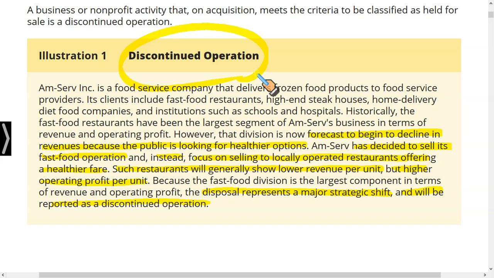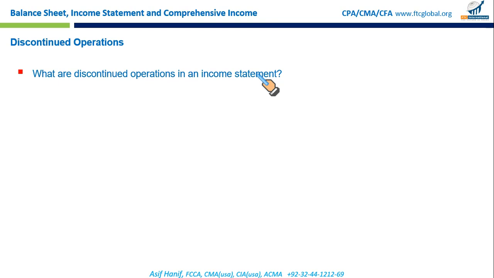So if you think a certain segment is not performing well, you just simply close it down. Let's discuss discontinued operations in detail. What are discontinued operations in an income statement? We just saw discontinued operations are reported separately from continuing operations, net of tax, and they may include any component or group of business that is going to be killed, that will not continue in the future.